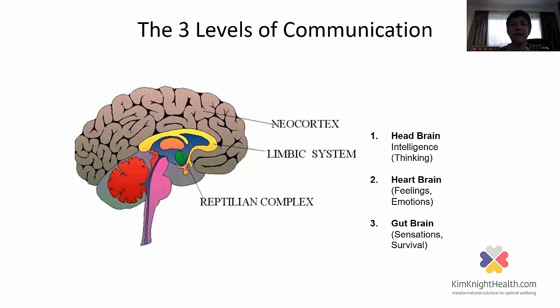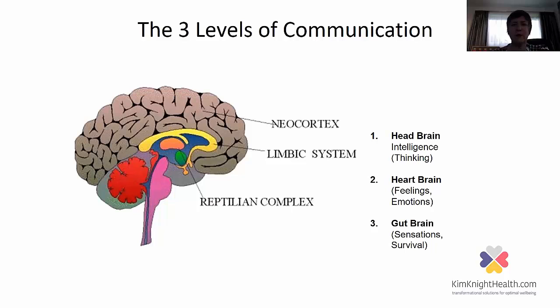Feelings and emotions tend to be more connected with the limbic system in the brain, which developed later after the brainstem and the reptilian brain. And then we have what we could call our thinking brain or our head intelligence, and that is the neocortex, which developed even later than these other two parts of the brain. The three levels of communication that I've spoken about relate here to the gut brain and the heart brain.